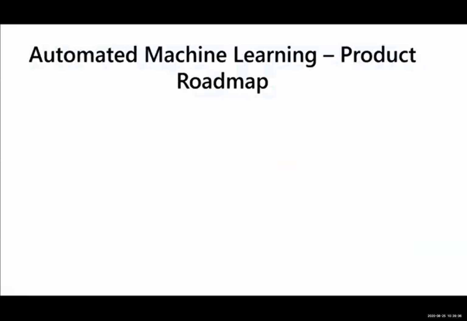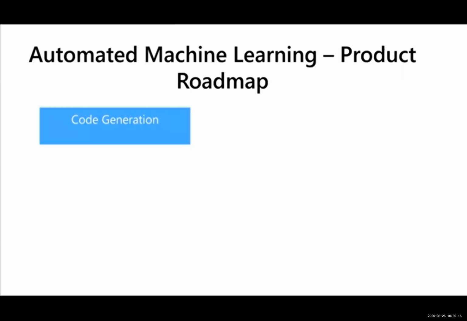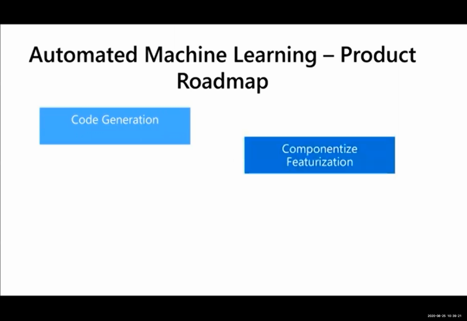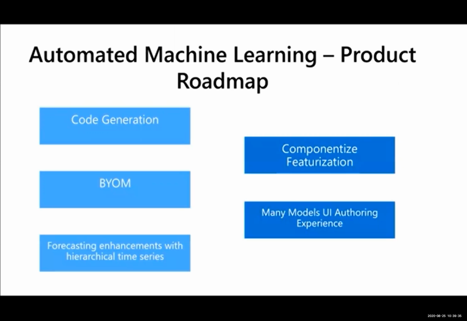To start off, in order to improve our transparency and customization story, we will be supporting code generation, allowing you to take an experiment from the UI or an individual iteration and generate code out of it in order to further customize your model. The next thing is componentized featurization, allowing you to use featurization on your own models. We also are looking to support bringing your own model and also a many models authoring UI experience, allowing you to build multiple models right from the UI. Finally, we have some forecasting enhancements with hierarchical time series support on our roadmap.